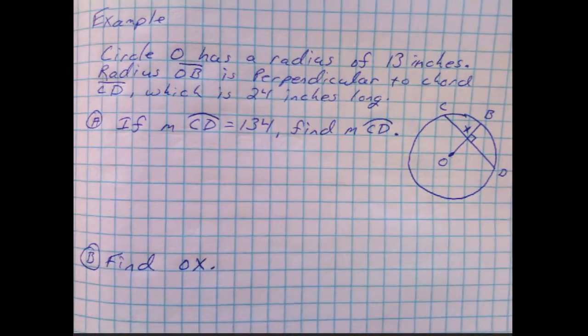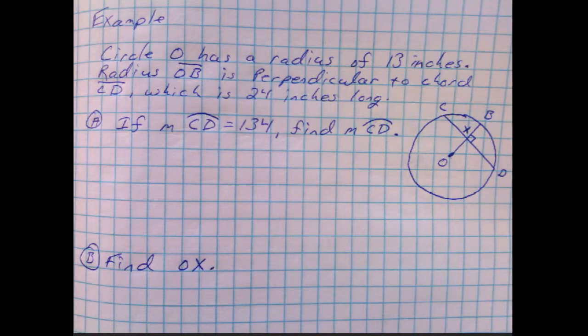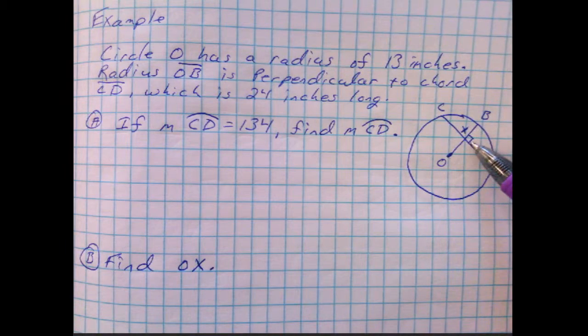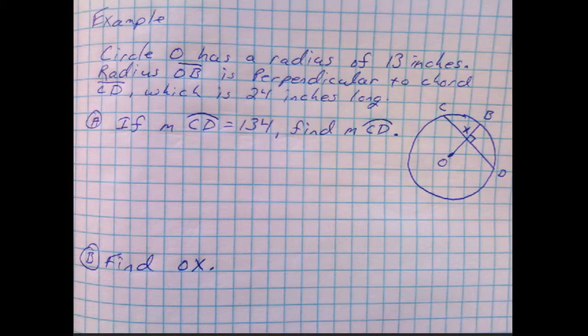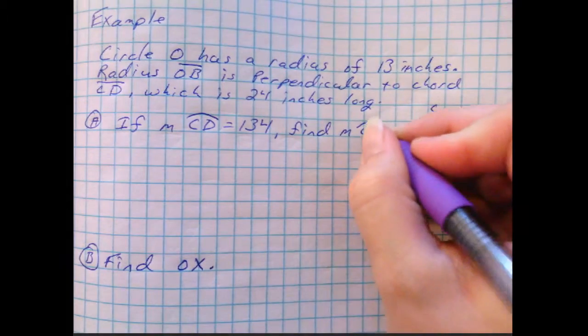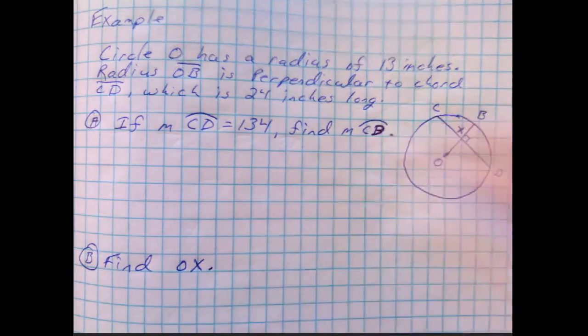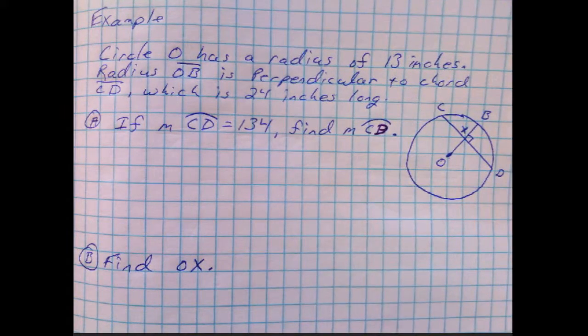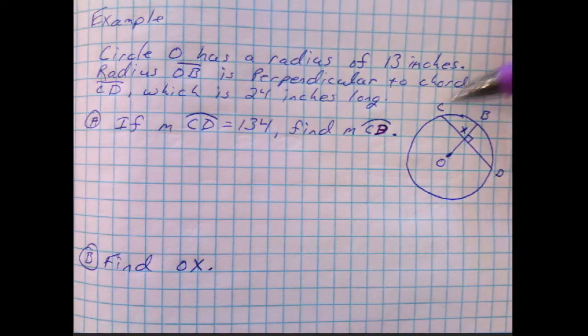Alright, so we have circle O. It has a radius of 13 inches. Radius OB is perpendicular to chord CD, so we have the perpendicular marked here. Our chord is 24 inches long. It says if the measure of arc CD is 134, we're going to be finding CB. I apologize, that should be 134. So this whole arc is 134. We want to find CB, just half of it.